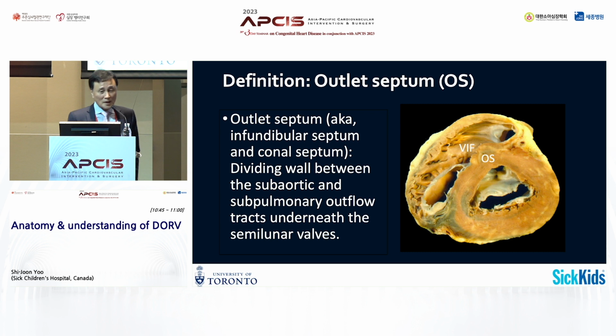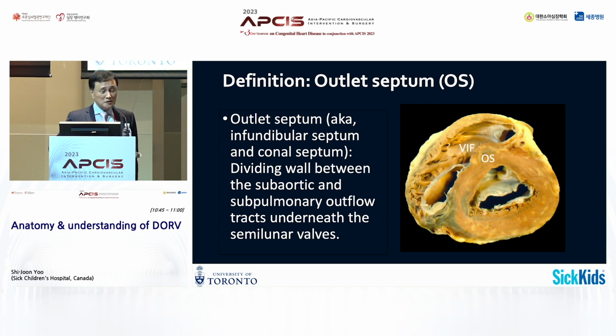Okay. Anyway, what is outlet septum? Outlet septum, also known as infundibular septum or conal septum, is simply the dividing wall between the subaortic and subpulmonary outflow tract underneath the semilunar valve. In normal, that is between right and left ventricle. But in tetralogy of Fallot and double outlet right ventricle, outlet septum is not interventricular anymore.